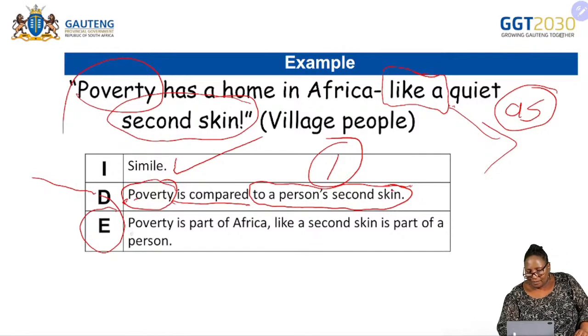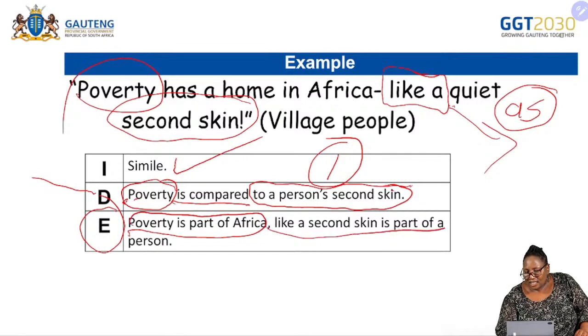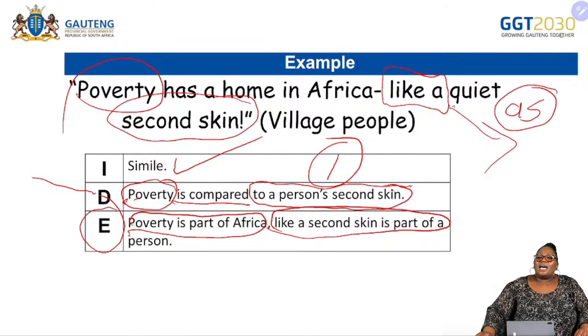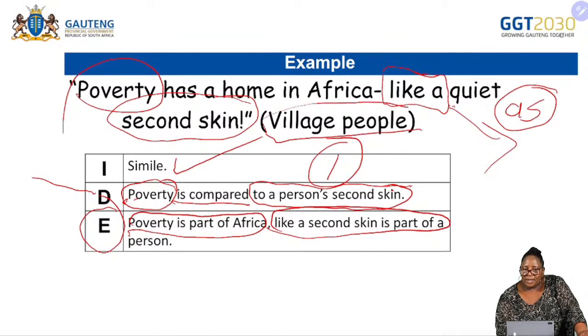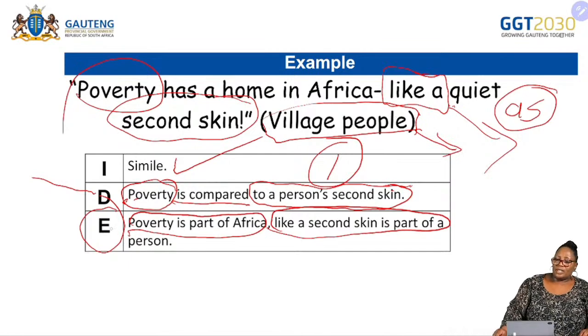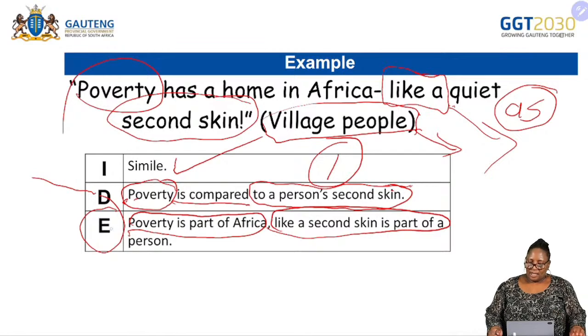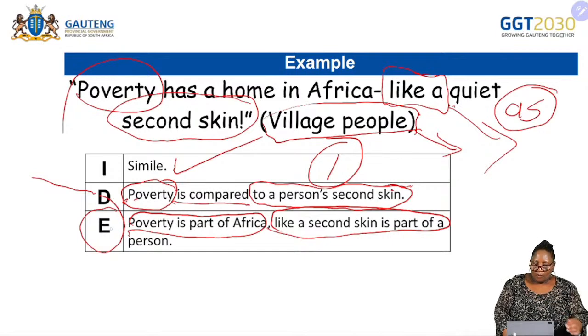So poverty in Africa is like a second skin, meaning the people in Africa are so poor that it is normal. It feels like normal, and it shouldn't be like that, isn't it? But here in Village People, remember, the people were suffering. They were going through a drought. They were hungry. They did not have water. And to them, poverty was with them forever.